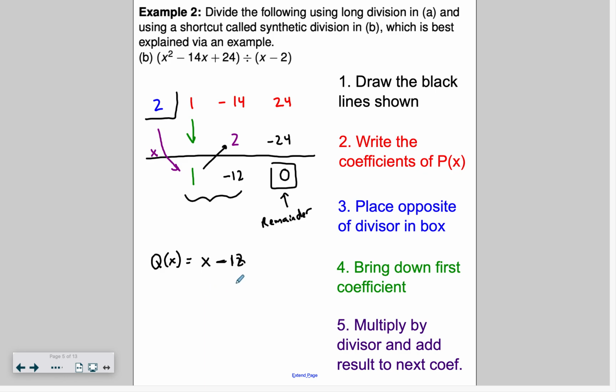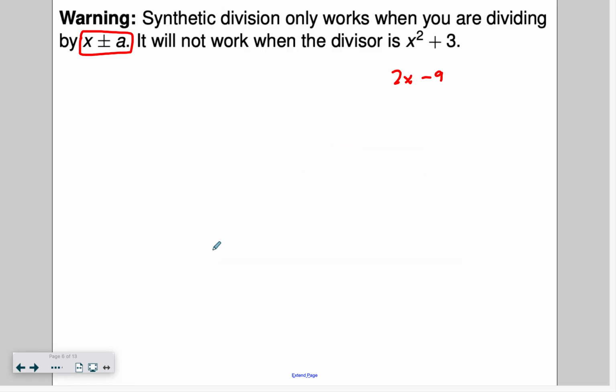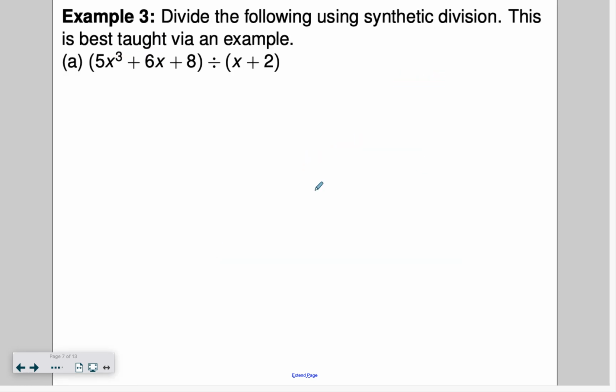All right, let's try another example. And our remainder is 0. So our answer is x minus 12 as well. Let's do one more. This one should be a little bit better because there's not so much on the slide. It won't be as slow. We'll just keep everything in black.